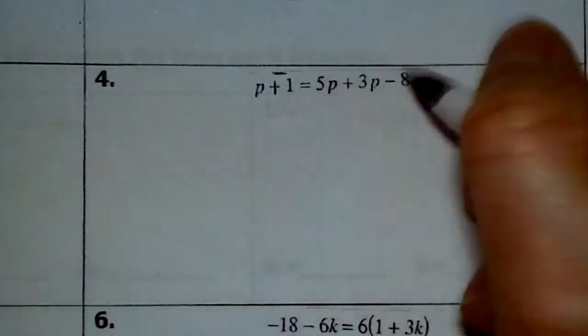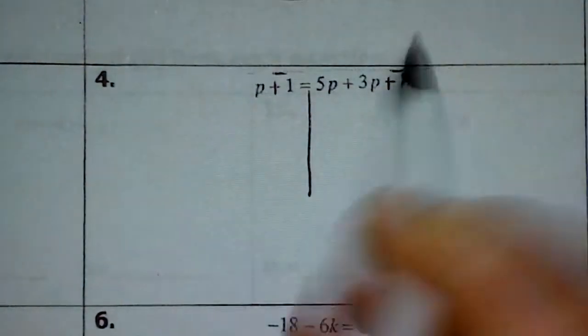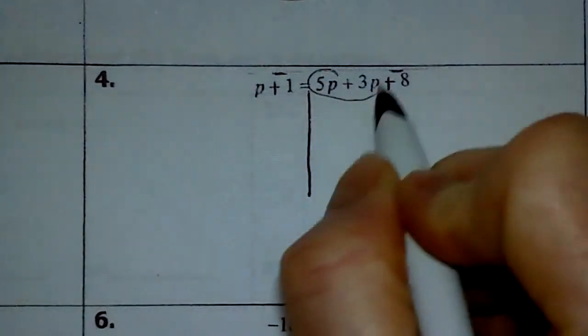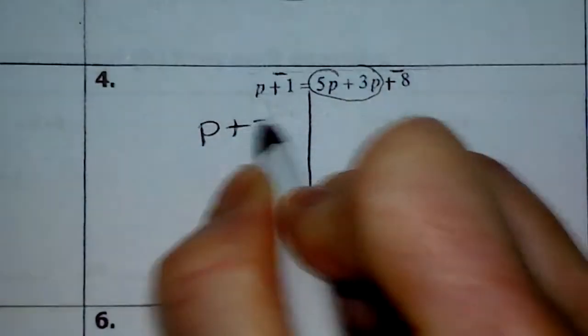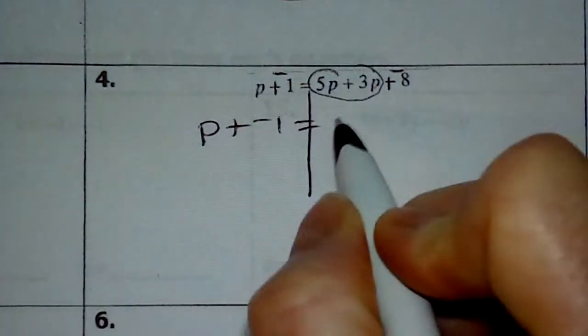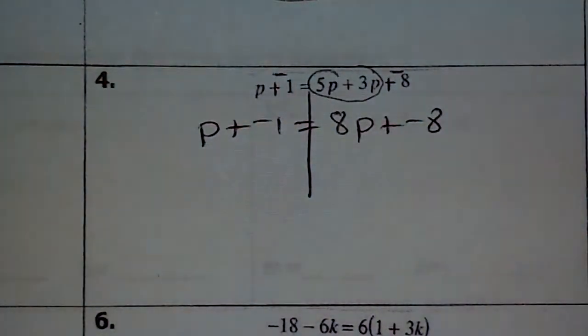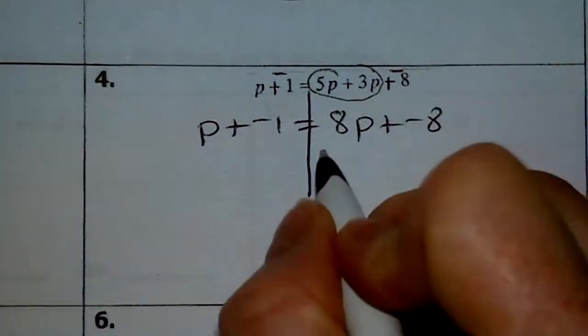Keep change. Draw your line. No parentheses, no like terms here, but I do have like terms over here. So I'm going to rewrite this side. 5p plus 3p is 8p plus -8. Okay, variable on both sides. I'm going to move them all to the left. So that means I want 8p to cancel out.